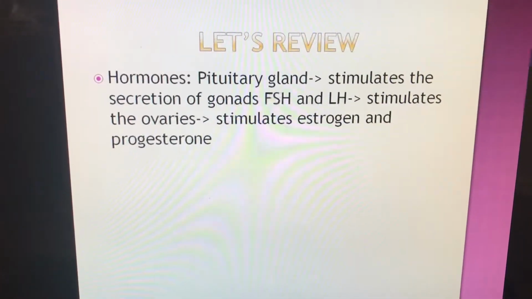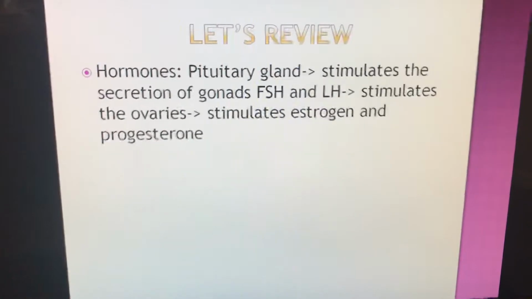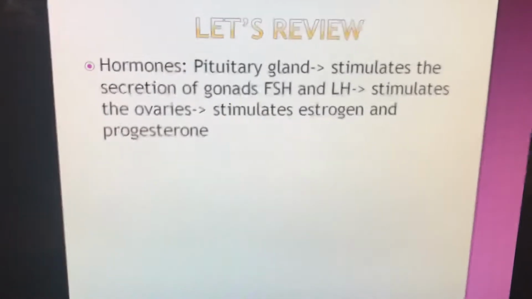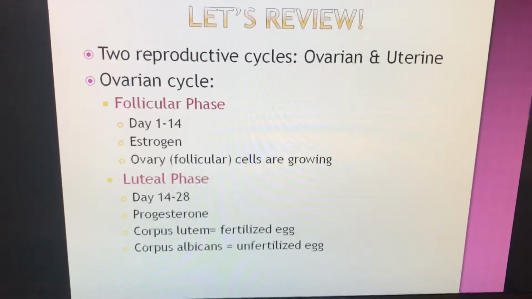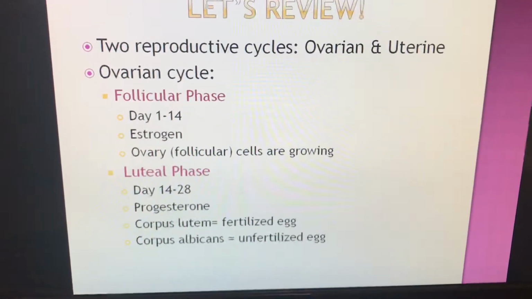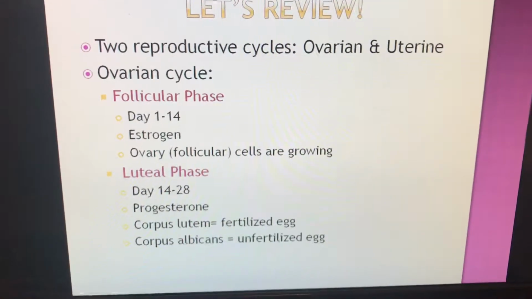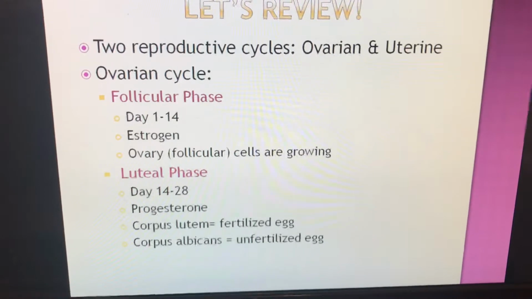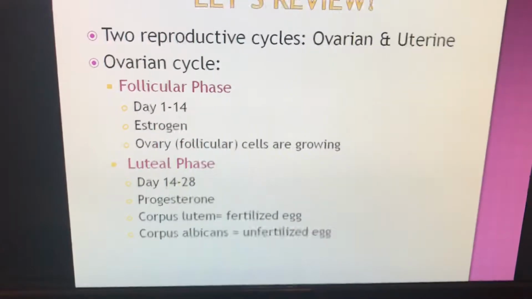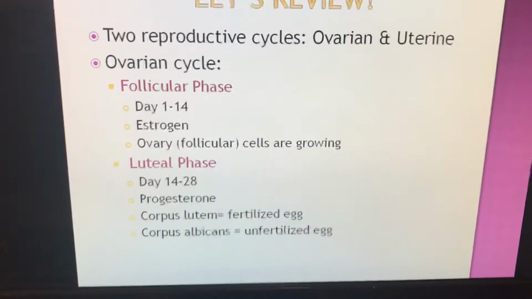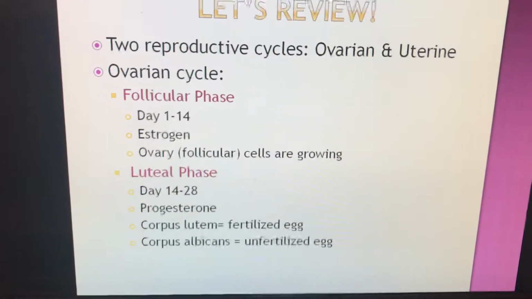So let's review. So the hormones: the pituitary gland stimulates the secretion of FSH and LH, which stimulate the ovaries, which stimulate estrogen and progesterone. You have 2 reproductive cycles, the ovarian and uterine. The ovarian cycle contains the follicular and the luteal phase. The follicular phase is day 1 to 14. Estrogen is your main player, and your follicular cells are growing. Then the luteal phase is day 14 to 28. Progesterone is your main player. You have the corpus luteum, that is the fertilized egg, and the corpus albicans is the unfertilized egg.